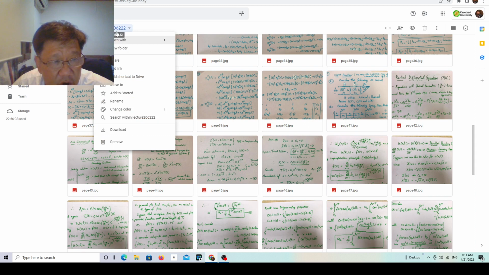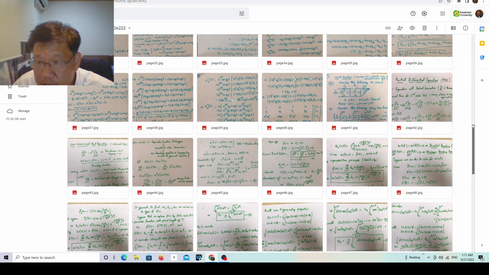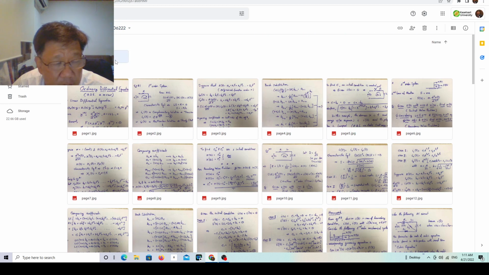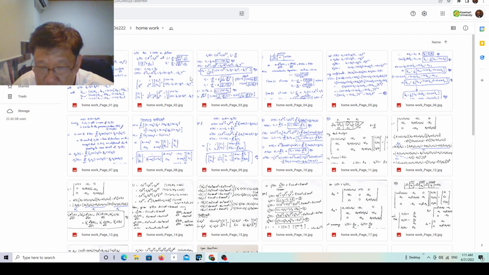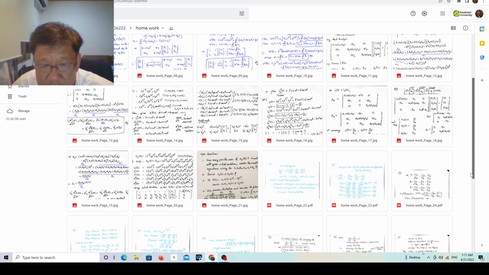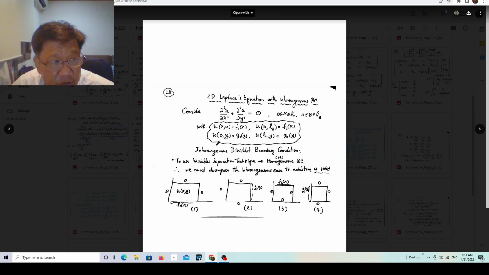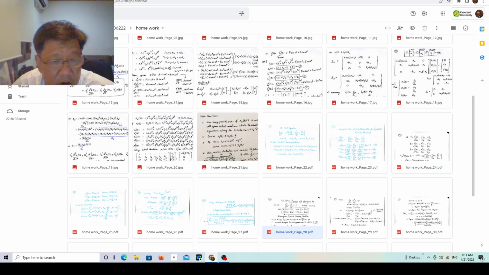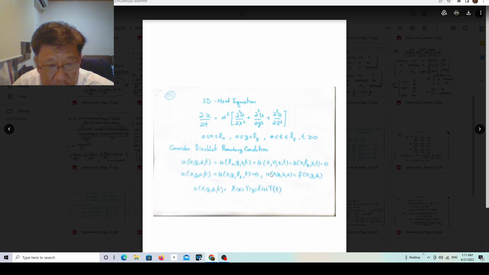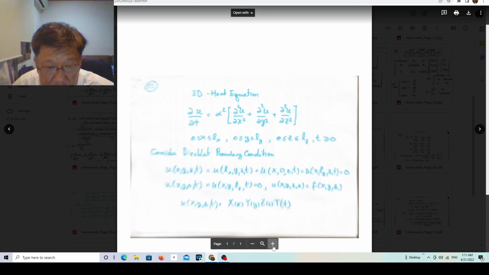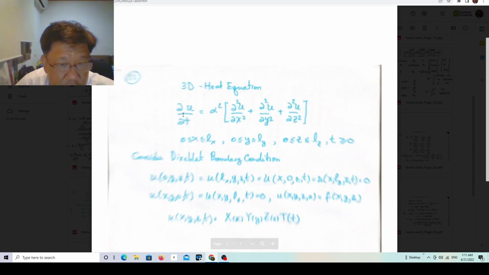Okay, so in this case we go back to the homework page subfolder. For the tutoring session, I have to start from page 22 here. This one you need to expand a little bit. This is a three-dimensional heat equation. It's a little bit unclear, but that's my mistake in taking the picture.